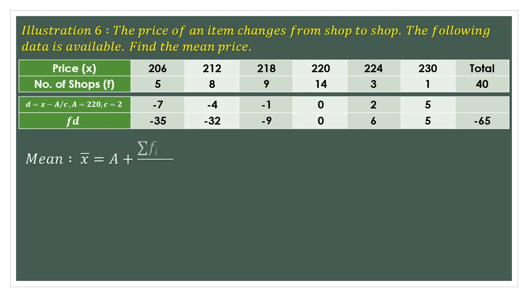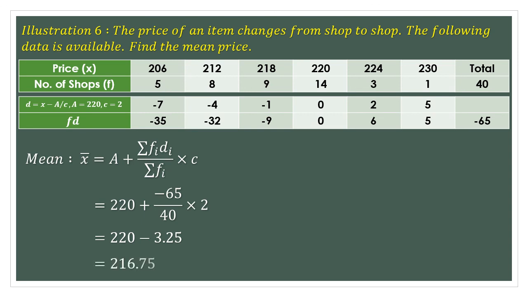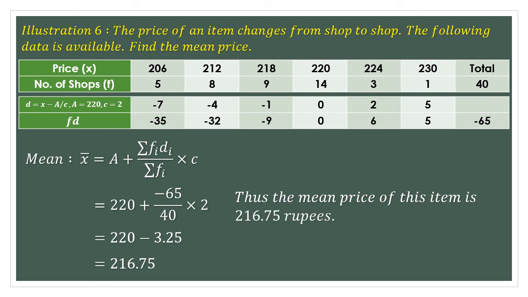Moving on with the mean, that is x bar is equal to A plus summation Fi di divided by summation Fi into C. A is 220, FIDI negative 65 upon 40 multiplied by 2 is the common factor. So just to simplify that, and you get 220 minus 3.25, and that is 216.75. So the average price of an item is 216.75 rupees. Okay, my dear students, I hope you understood this concept.